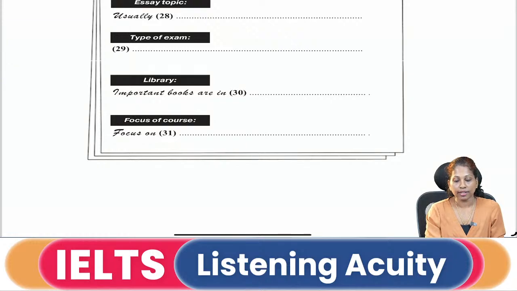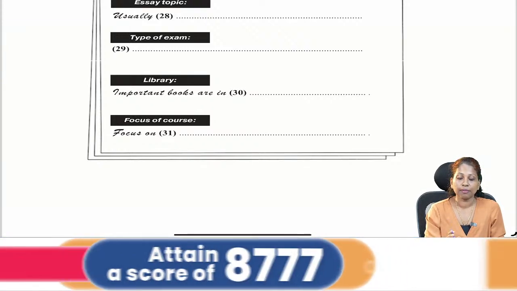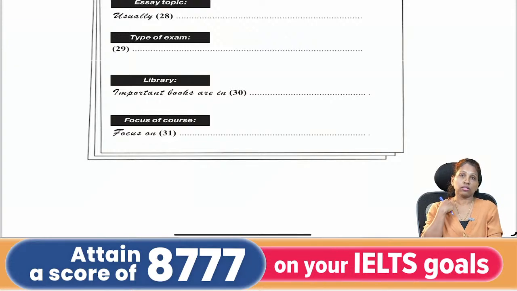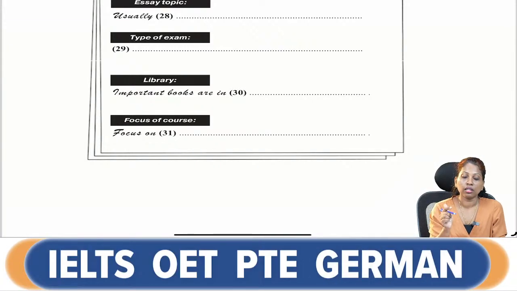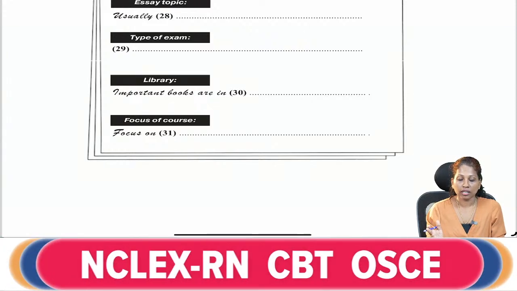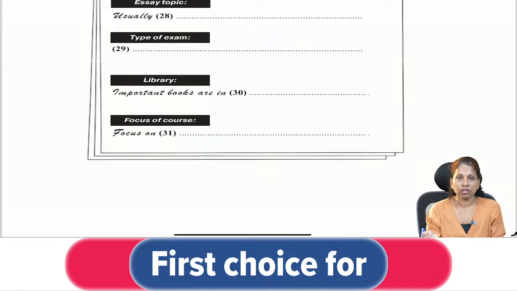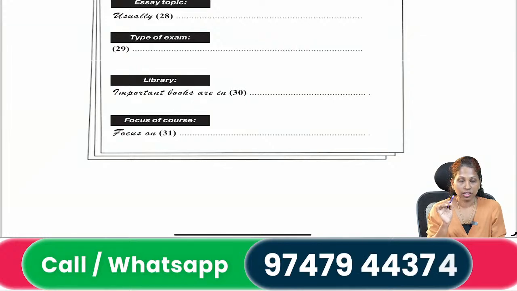Important books are in dash. Important books, not all the books. They are speaking about important books. That means vital, significant, okay, important, very necessary books are in dash. We don't know what the books are in. Maybe they are in order, they are not in order, they are in some specific place, anything can be there. But our keywords are library, which is the heading, subheading, and then we are looking for what?